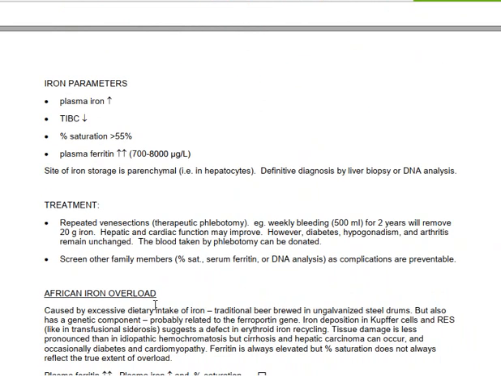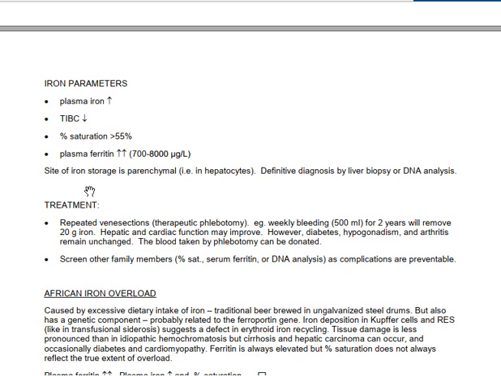Now the next, you have to know the iron parameters in the case of hemochromatosis. You need to know that the plasma iron level is going to be increased. Total iron binding capacity, the transferrin level, is going to be low, to tell you that there is high iron in the blood. The saturation is also going to be very high, and the plasma ferritin is going to be very high to tell you that there is high storage in the body. Since the plasma ferritin is greater than the normal amount, it can tell you that there is an iron overload in the body.